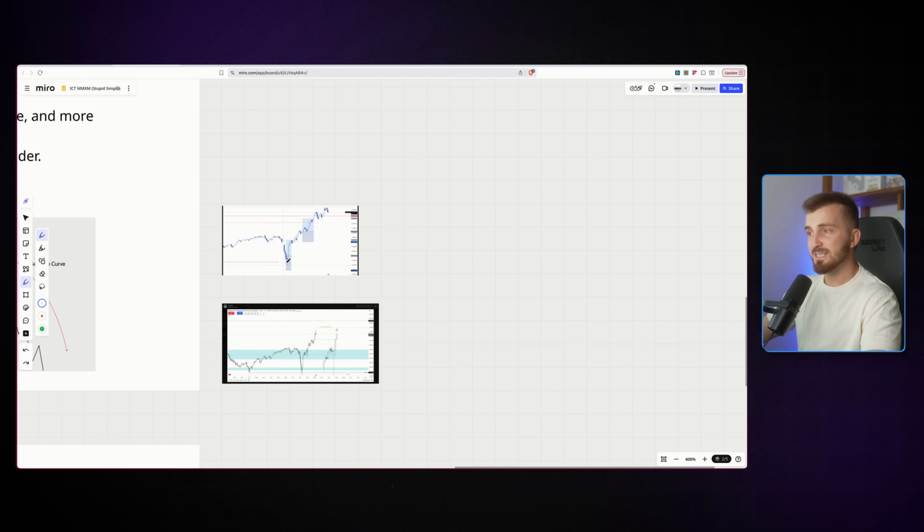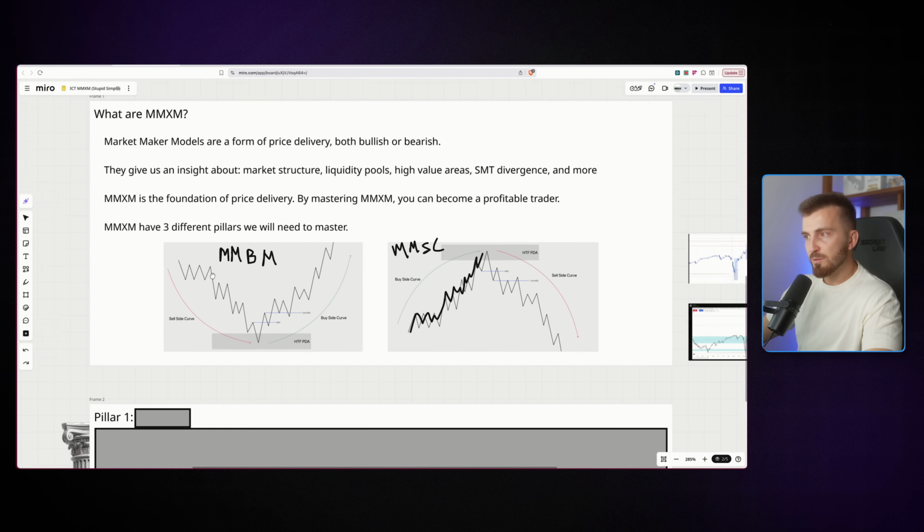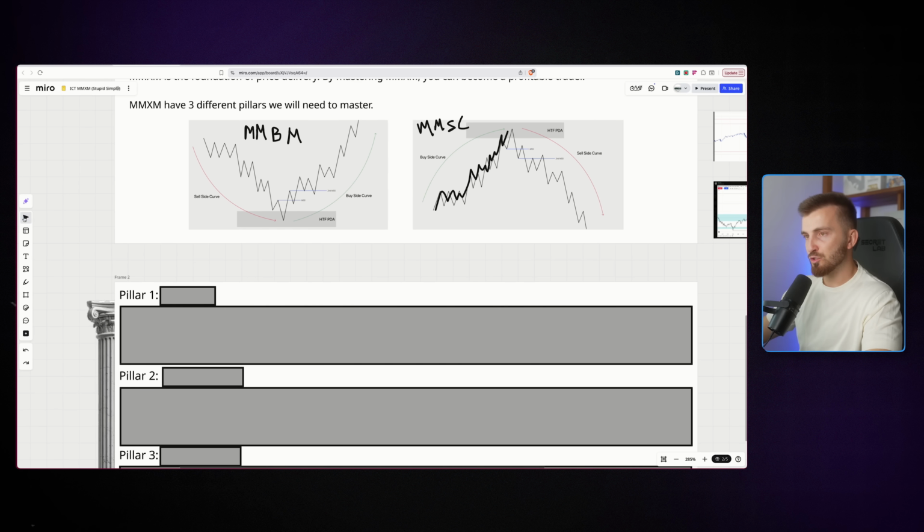Like, how many times have you seen, for example, here, this is a screenshot actually from a student of mine where we have the sweep of liquidity and then we have the market maker buy model, or right here, sweep of liquidity, market maker buy model. All of this was actually trades from my students, which I do like to point out. So there's 3 different pillars that we need to master when it comes to market maker models.